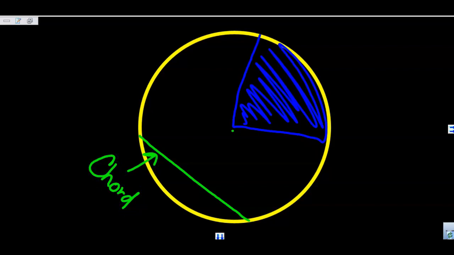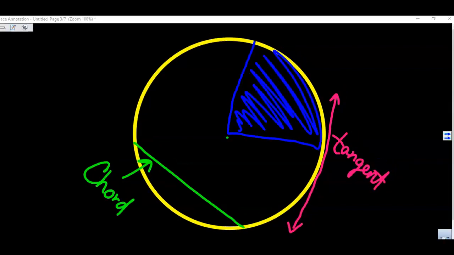We have tangents, so a line that intersects at one point along the outside of a circle. Yes, this is a line. This is what we call the tangent. We have a lot of other fun things going on here, but let's stay focused on what we're here for.